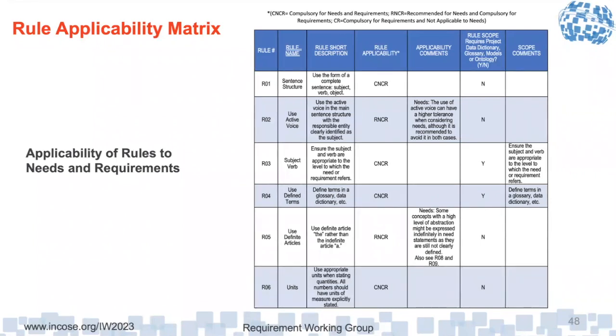And then they added the column second to the right, rules scope, requires project data dictionary. So some of the rules are dependent upon you having one, especially for that consistency. So that was really nice that they've added this. So we've added this in here.